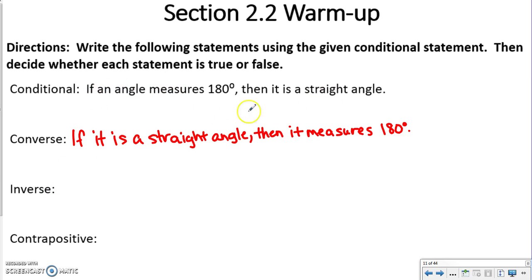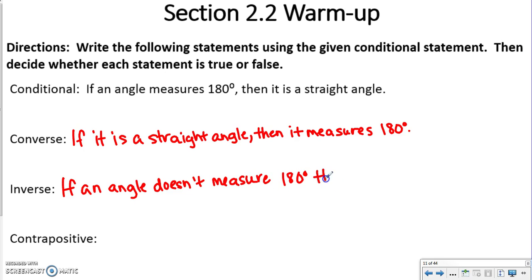Inverse, you go back to the original, and then we negate both the hypothesis and the conclusion. So it should read something like this: if an angle doesn't measure 180 degrees, then it is not a straight angle.